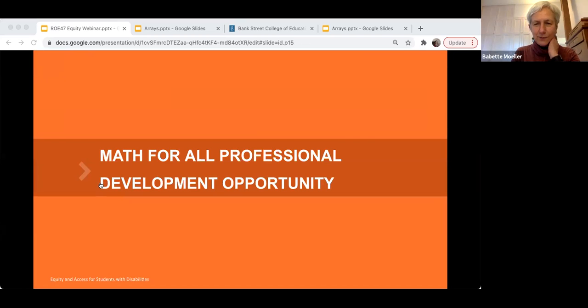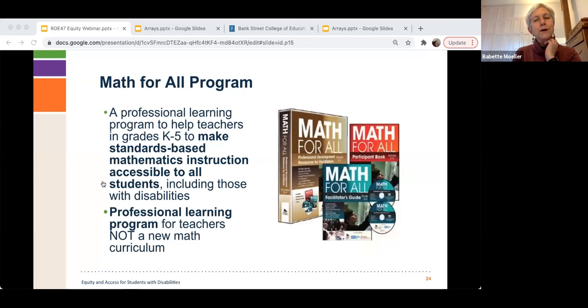So as I mentioned, I just want to quickly mention that we currently have funding from the U.S. Department of Education to offer professional development for our program Math for All, which focuses on teachers in grades K through five, with the goal of helping teachers make standards-based mathematics instruction accessible to all students. And so we have the opportunity to offer this to schools across Illinois.